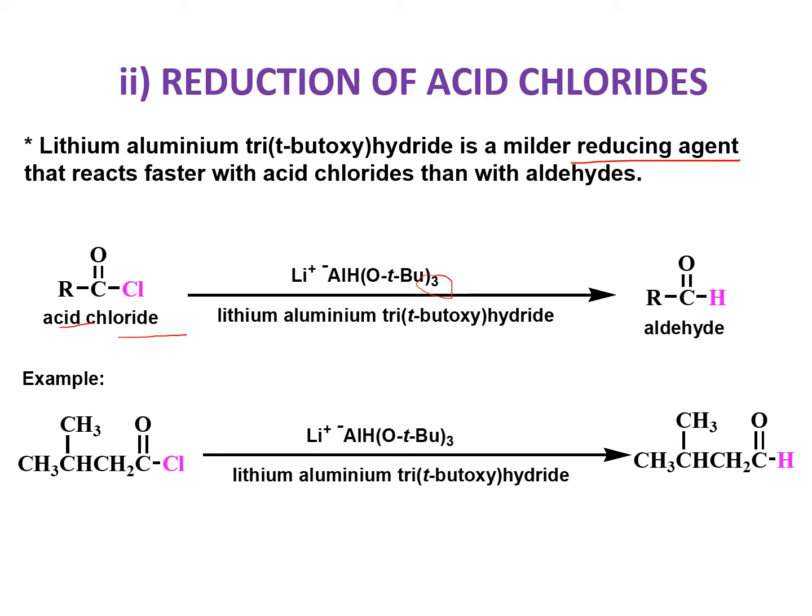Acid chloride means you have C double bond O attached with Cl. So we call it acid chloride. It reacts with lithium aluminium tri-tert-butoxyhydride. So what is going to happen? The Cl will come out and be replaced with hydrogen. For example, here we have acid chloride reacting with the reducing agent, so the chlorine will come out and be replaced with hydrogen. So it will form aldehyde.